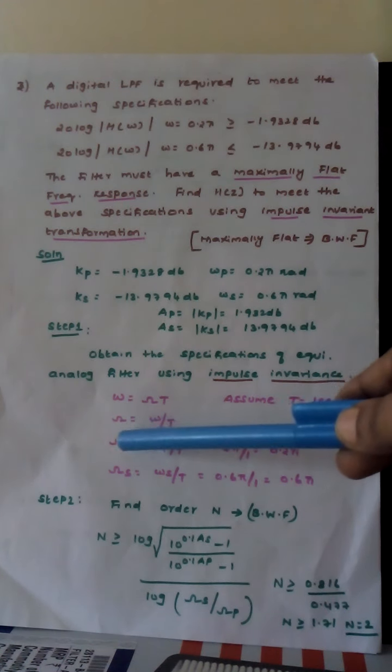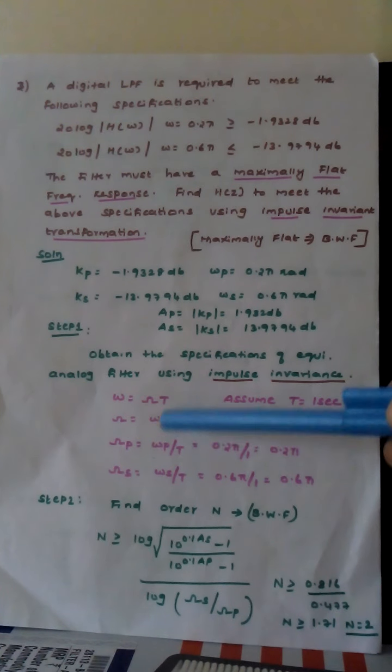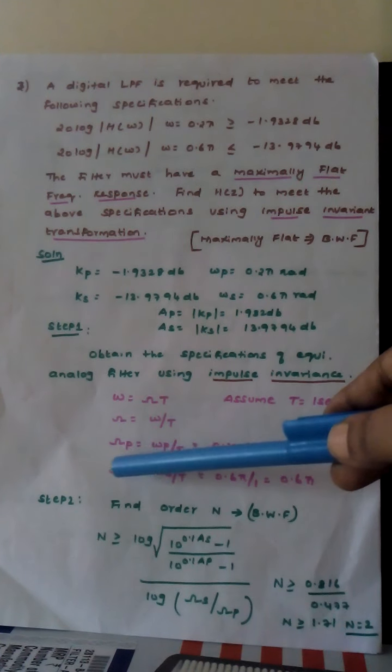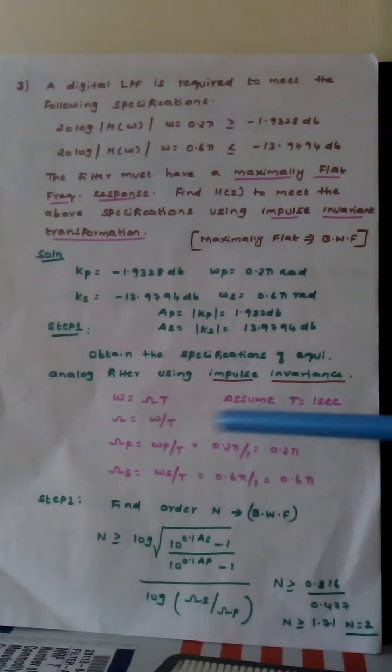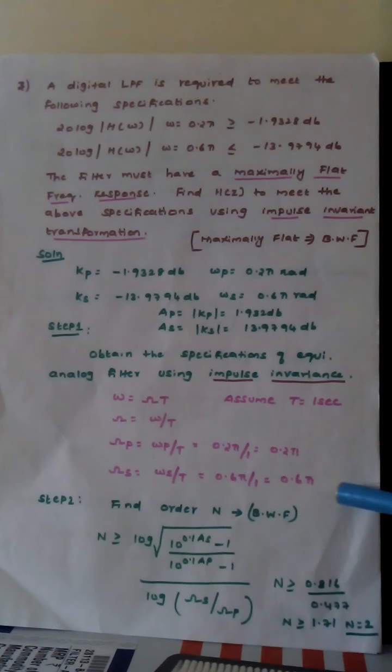So analog omega will be equal to digital omega divided by T. First, we find out what omega p and omega s are. Here again, the T value is not mentioned, so we are assuming that T is 1 second. So we are getting omega p as 0.2 pi and omega s as 0.6 pi.